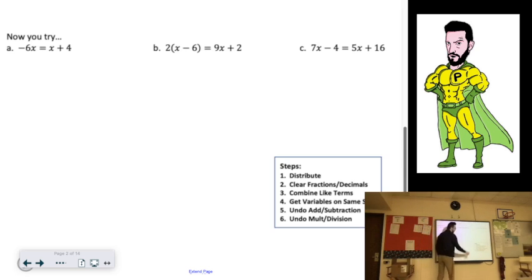So on b, we have to distribute. 2 times x is 2x. 2 times -6 is -12.